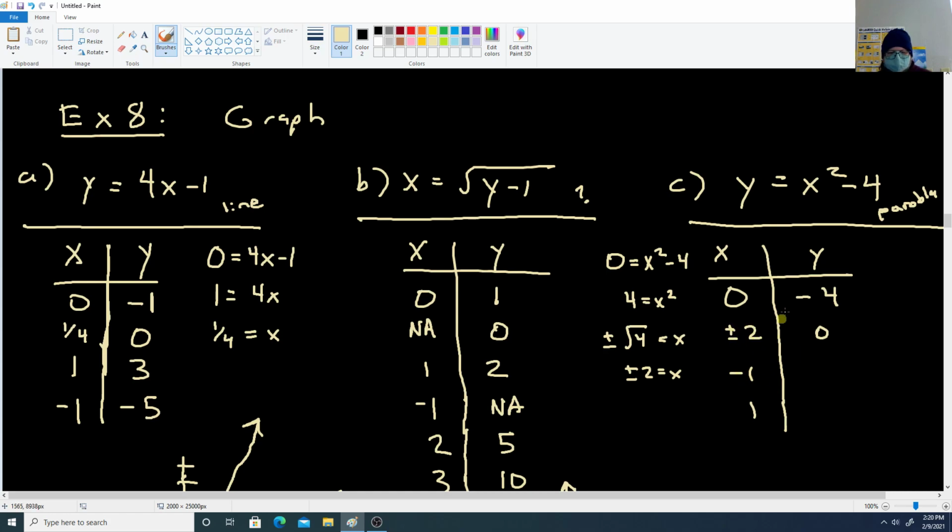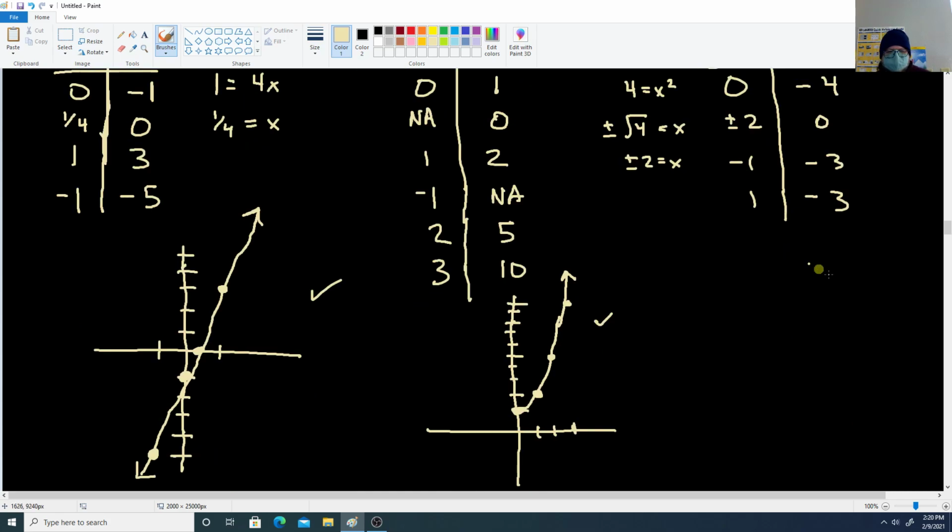Then we'll look at negative 1. Negative 1 squared is positive 1. 1 take away 4 is negative 3. Then we'll take positive 1. 1 squared is 1. 1 minus 4 is negative 3. We know that this is going to be a parabola, so it's going to be some sort of U shape. We don't really know much more than that. So let's plot our points and see what sort of shape it's going to make.